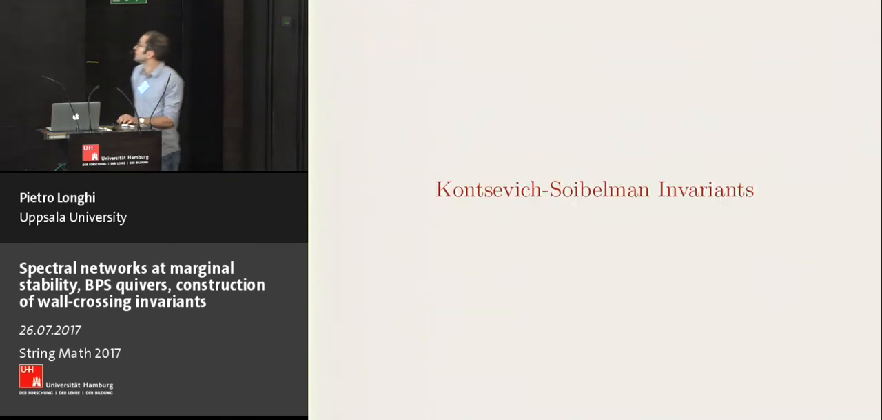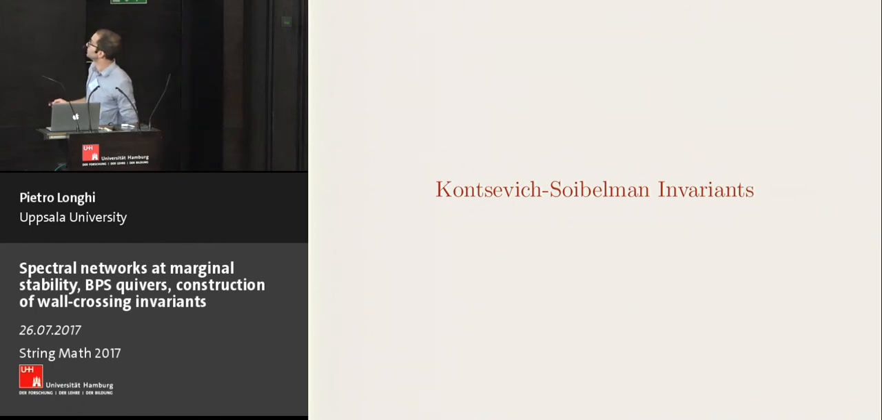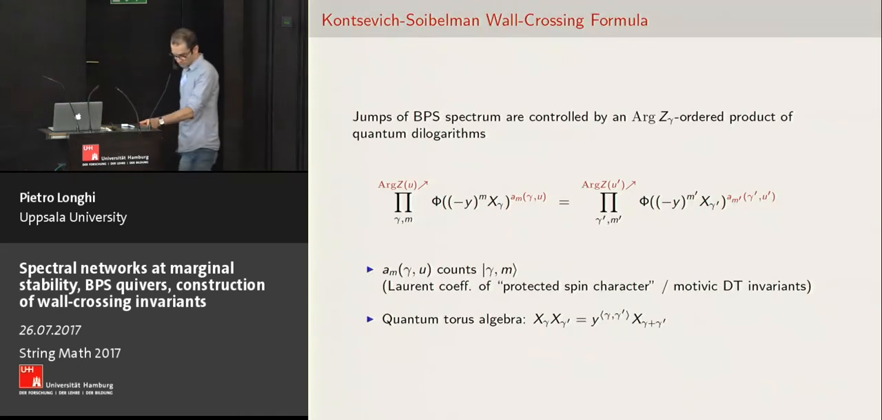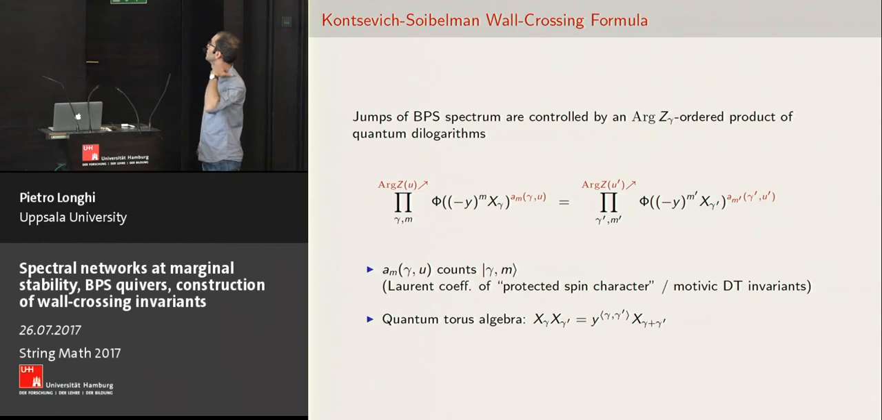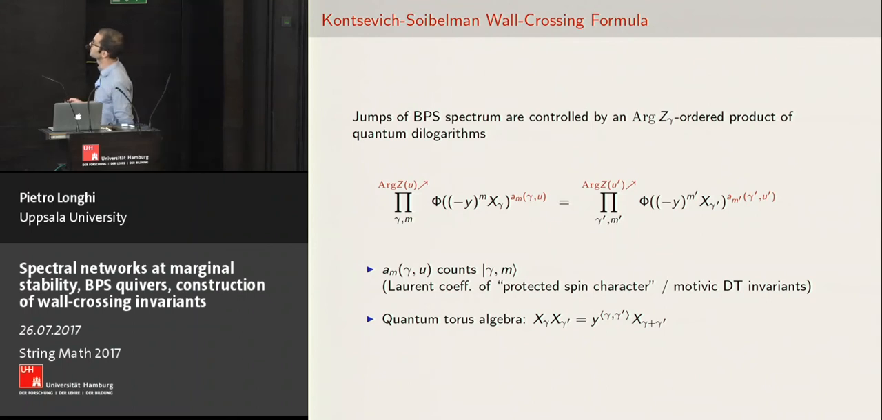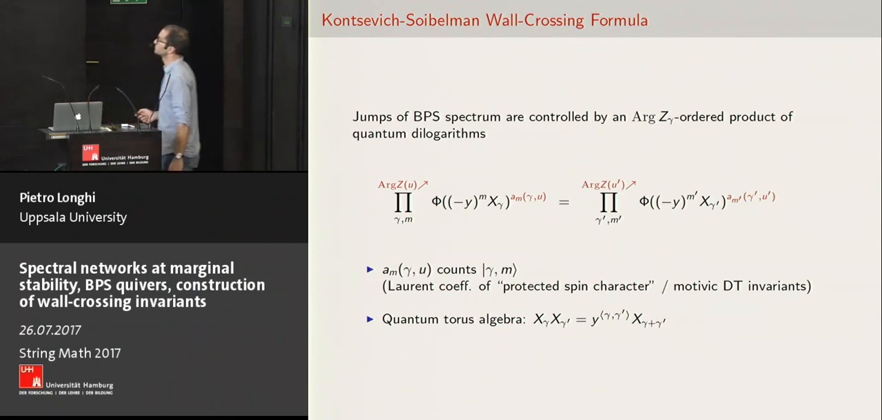So next, I would like to tell you a little bit about the other application of BPS graphs, which is to give a new construction of wall-crossing invariants. So the wall-crossing formula of Kontsevich-Soibelman describes how the BPS spectrum jumps across walls of marginal stability. And it does so in terms of products of quantum dilogarithms taken over all BPS states with charge gamma and spin m. And these products involve non-commutative quantum torus variables, X_gamma. So the ordering is important. That's specified by the phases of the central charges.